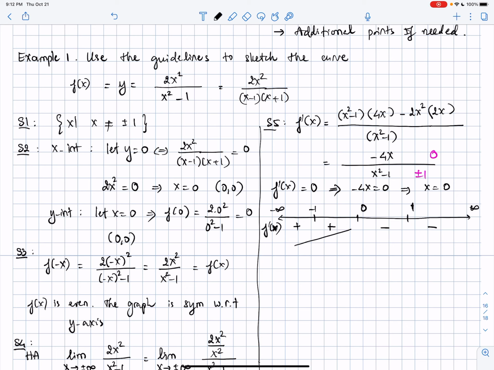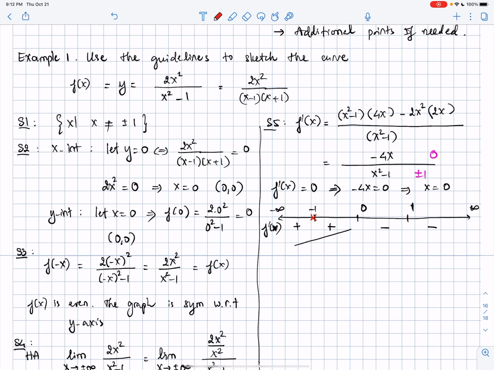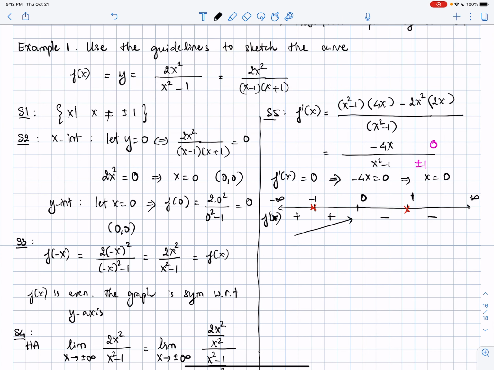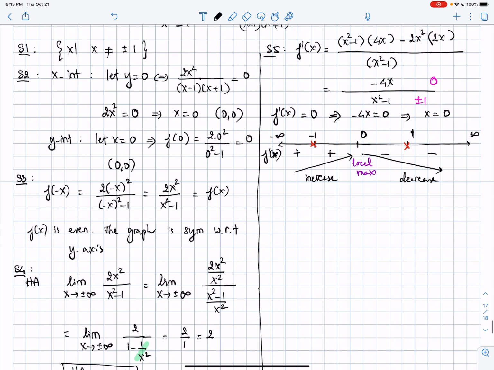At negative 1 and 1 it is undefined, because its domain excludes positive 1 and negative 1. So keep that in mind. So we have positive from the left side of 0 and negative from the right side of 0. So we say increasing in here and decreasing here. What can we say about the 0? This is the local max, right?